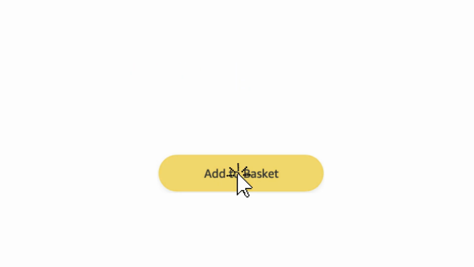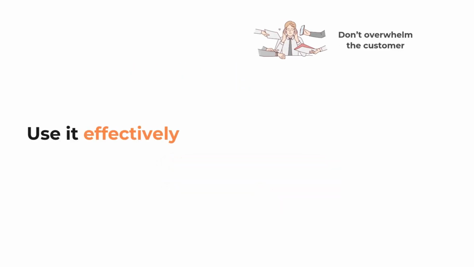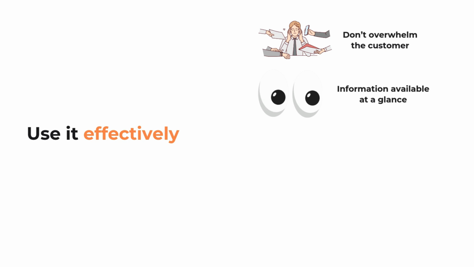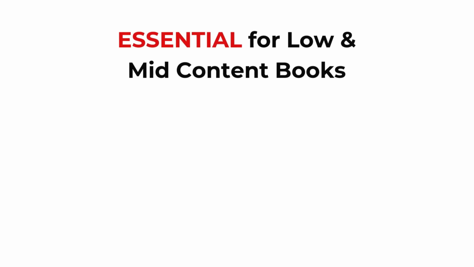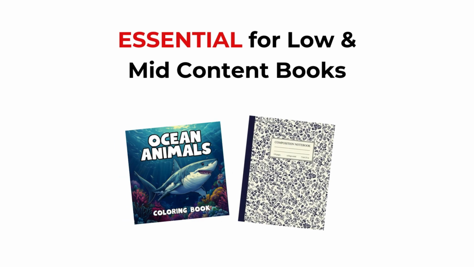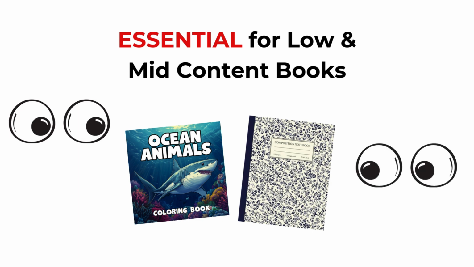A lot of people don't understand how to use this tool effectively, and they overwhelm the customers with too many details. The correct way to utilize A+ would be to showcase what customers can expect from our book at a glance, not with a bunch of text. We want to showcase our book in a visual manner, where customers can see exactly what they're getting. We can supplement it by highlighting the key points of the book in order to drive the point home. This is especially important with low and mid content books, where providing a visual to the customers is essential and will be the determining factor whether the customer buys our book or not.